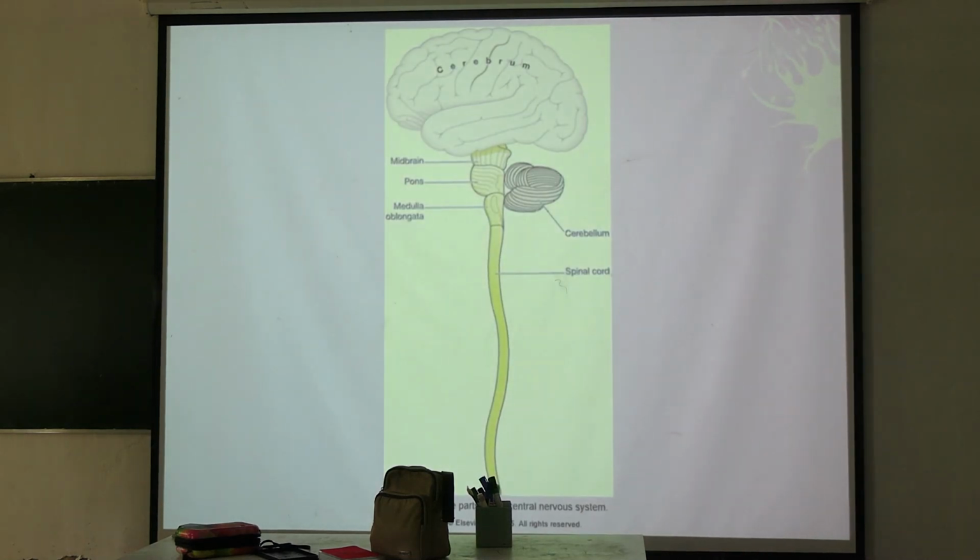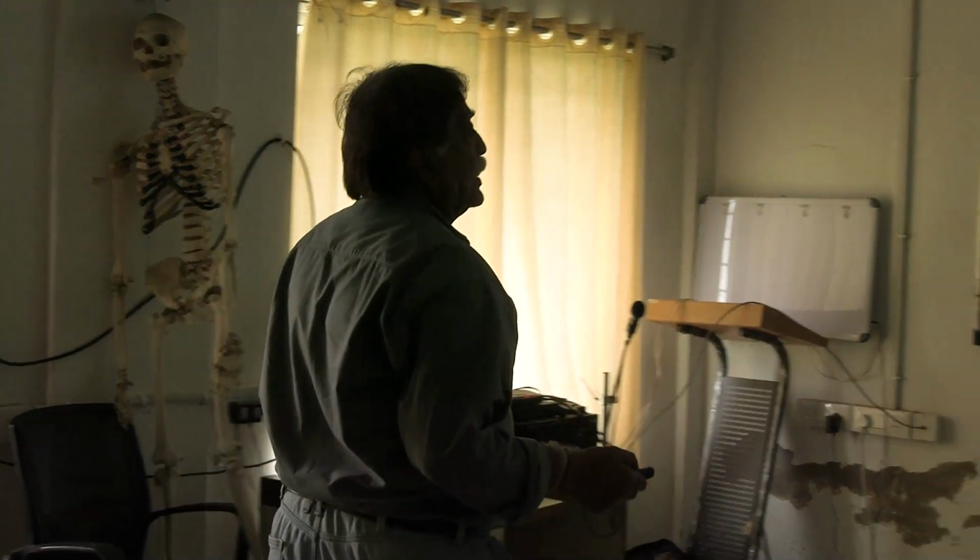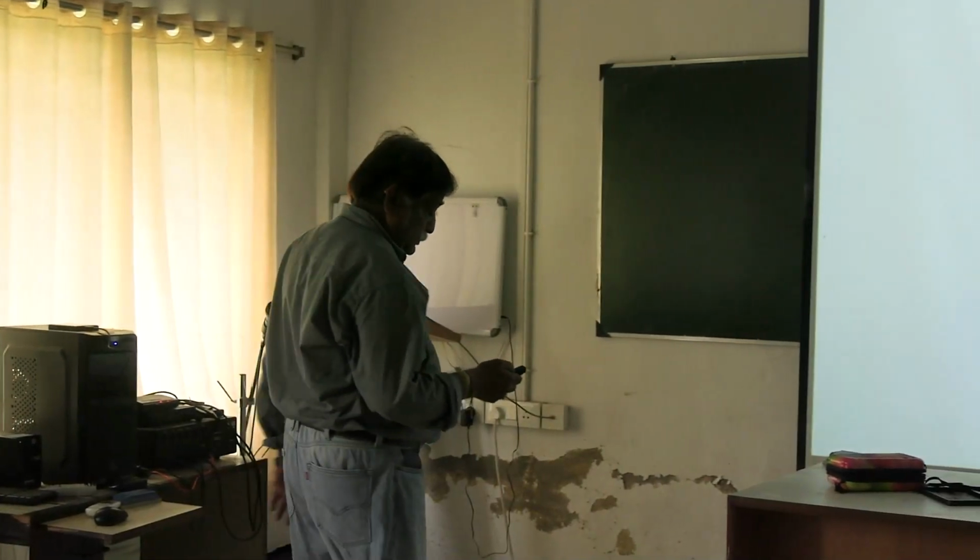Now, this is a picture, a simplified picture. This is the cerebrum, midbrain, pons, medulla oblongata. This is the cerebellum. It is the cerebellum. Okay.